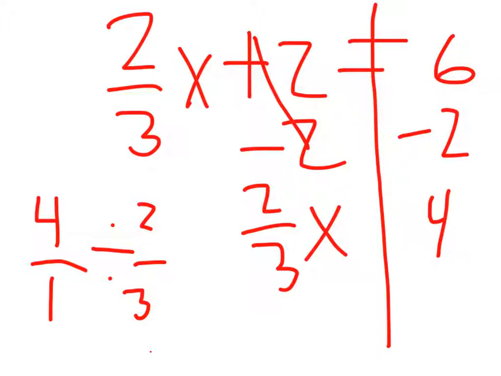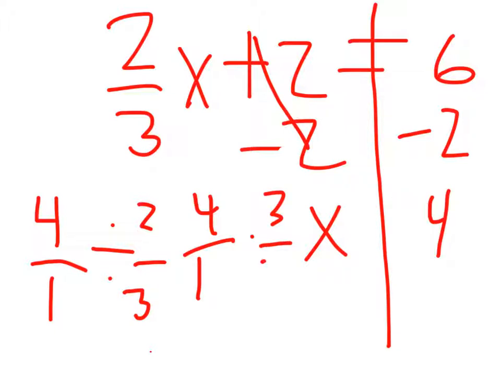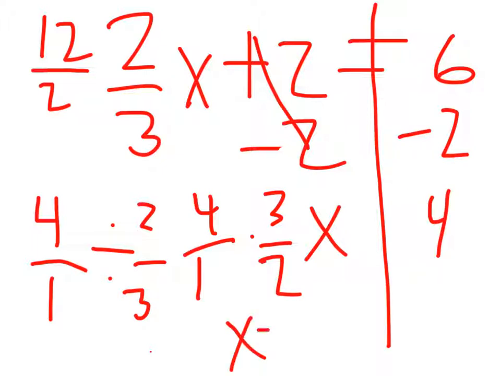We erase this over here, and then we're going to make the reciprocal, which is 4 over 1 times 3 over 2, which is going to equal, multiplication, 12 over 2. And then you put it to the whole numbers, and x equals 6.